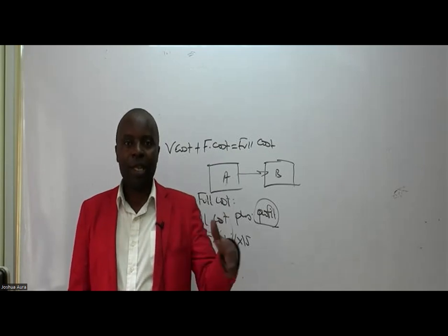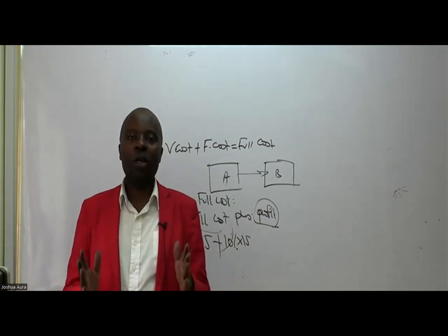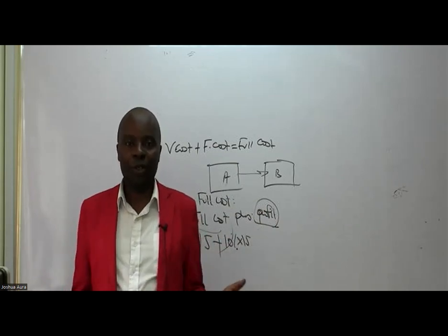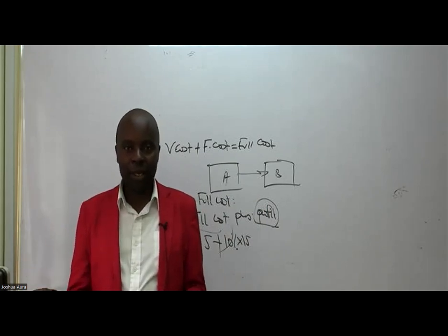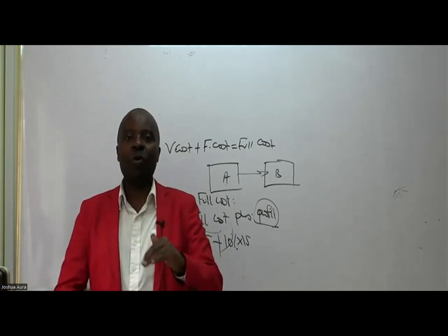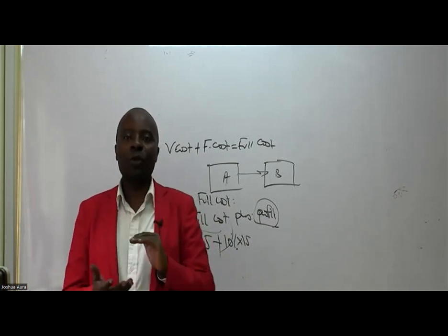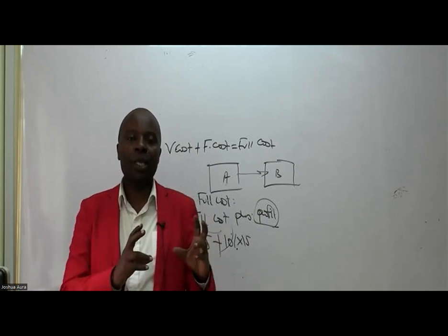So every quarter, others will do it monthly, you call the managers of the two divisions. Tell them that, you know what, there's some unfairness to A here. So what do we do? Let's agree on a lump sum amount, like a million shillings every quarter, which of course is subject to review. Really, it's about you picking something small there.